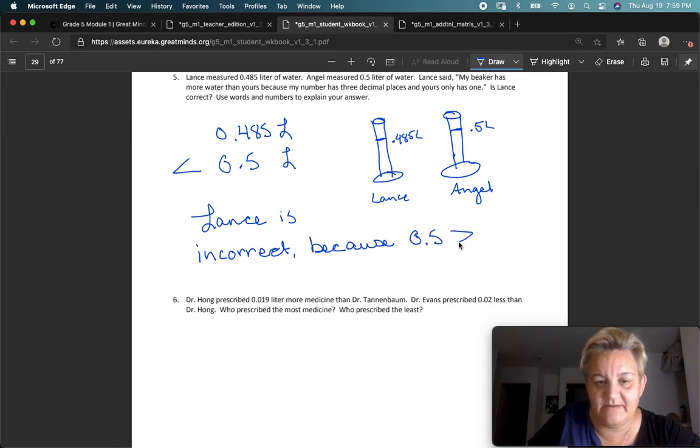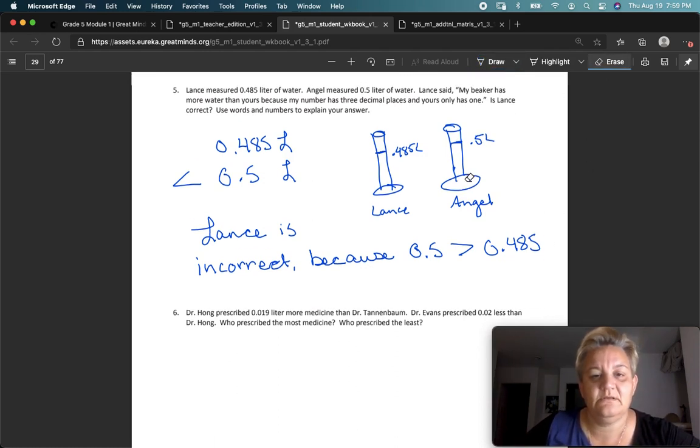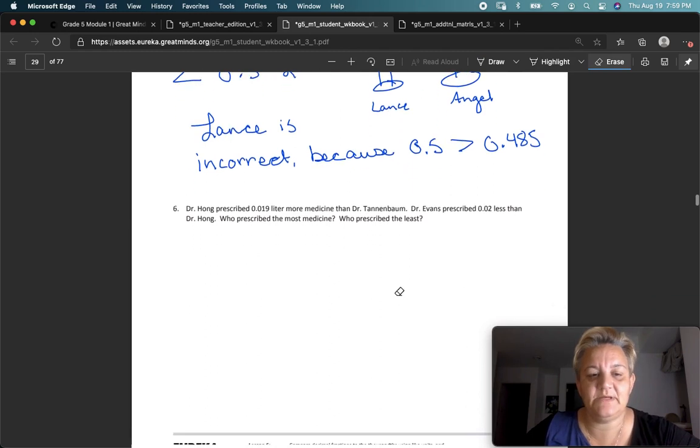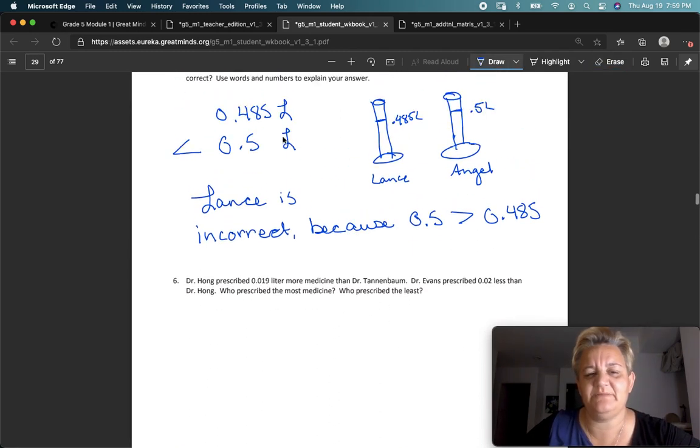5/10 is bigger than 485 thousandths. Okay? That period is just the end of my sentence. All right. Next one. That was a pretty easy one.